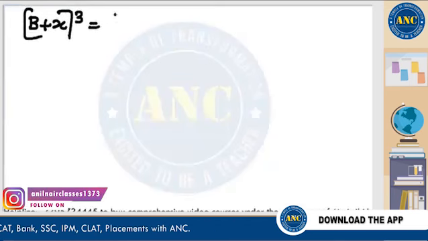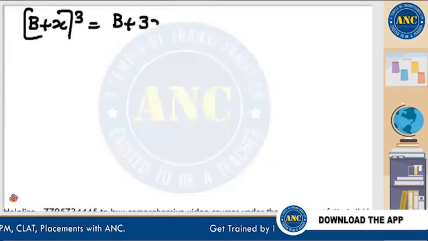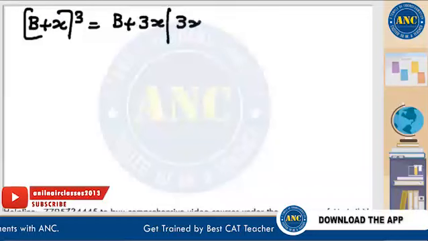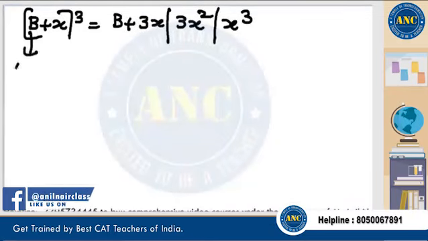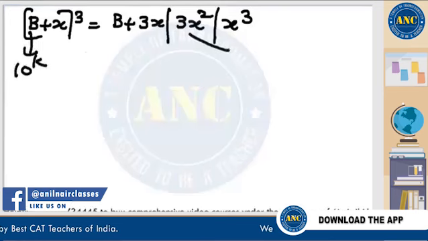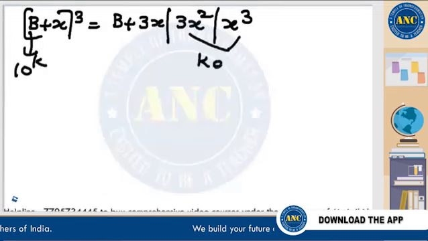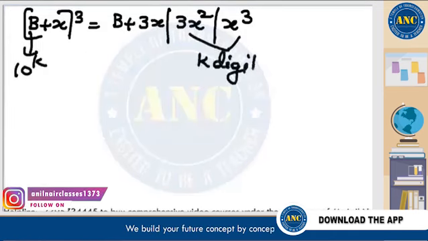(b + x) whole cube is b³, then 3b²x, next is 3bx², and next is x³. If b is of the form 10 power k, the last places take k digits. This is the concept. Let us do problems.